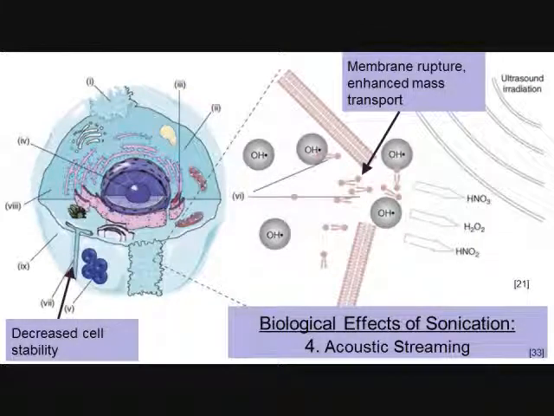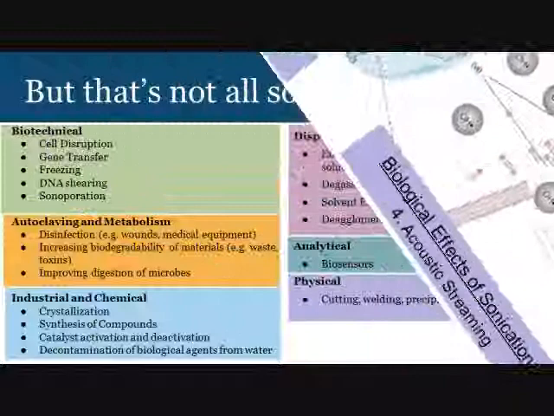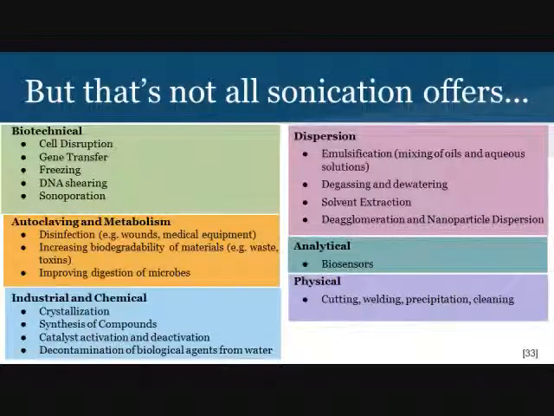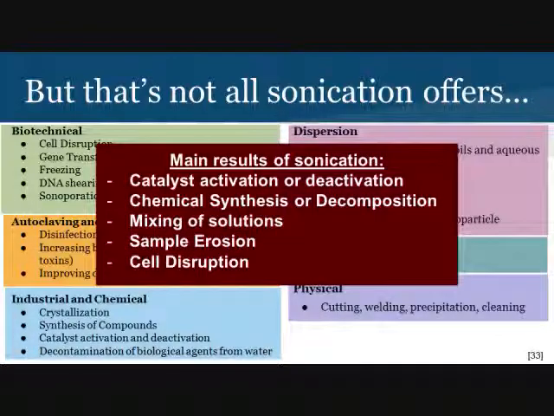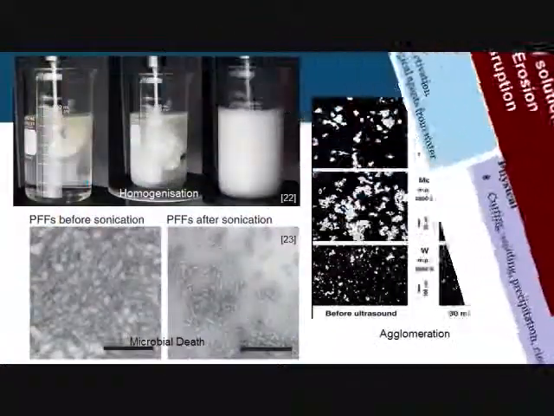Implosive collapse causes stress-induced changes that ultimately cause the rupture of the cell's membrane and allow for the entry and escape of molecules from the cell by enhancing mass transport. Sonication has a variety of applications that it's used for, as listed here, but it mainly offers 5 basic results, such as catalyst activation or deactivation, chemical synthesis or decomposition, mixing of solutions, sample erosion, and cell disruption.